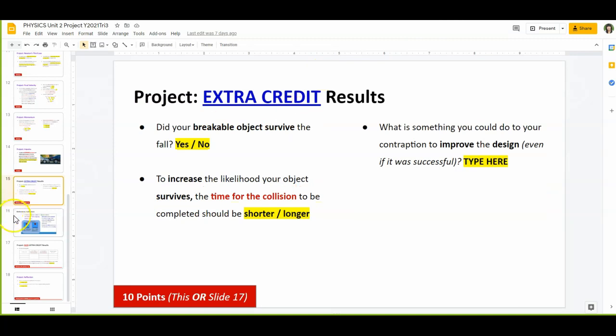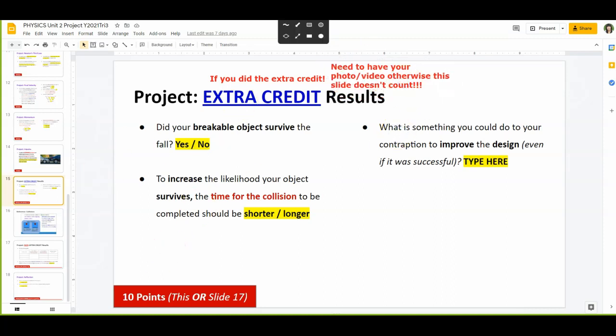Slides number 15 and 17 are the results of your experiment. Slide number 15 is if you did the extra credit. Keep in mind that in order to actually have results for this, you need to have had your photo or video, otherwise this slide doesn't count. We do need to actually see your result.